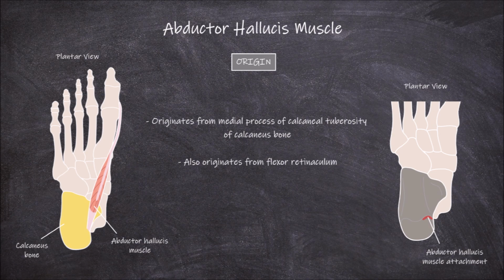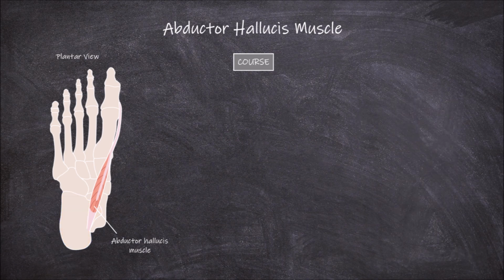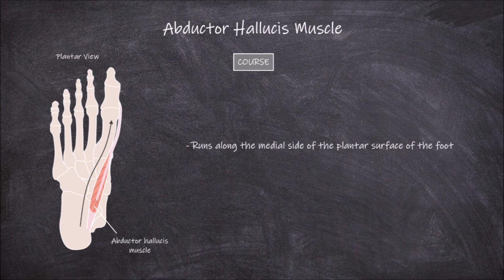This muscle also originates from the flexor retinaculum. In addition, it also originates from the plantar aponeurosis. What is the course of this muscle? This muscle runs along the medial side of the plantar surface of the foot distally towards the big toe before the fibers merge to form a tendon.